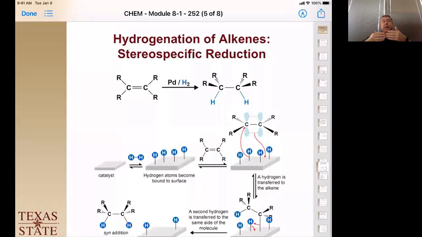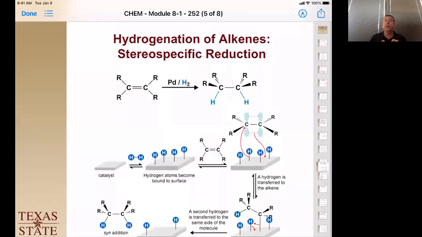Because hydrogen has a nonpolar bond, you have to activate that bond. You activate that bond by having it adsorb to the surface of your catalyst and break those bonds. So now we have activated hydrogen atoms at the surface of a solid, right? Now your alkene will come and sit down on top of that and transfer 2 hydrogens.